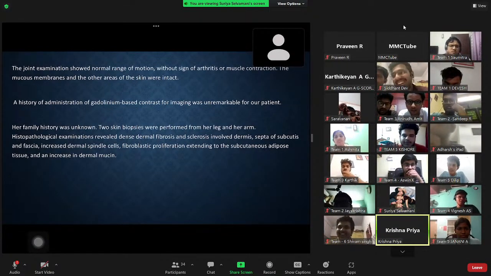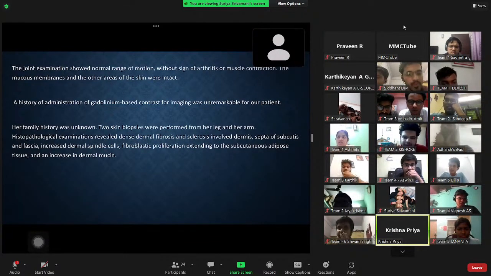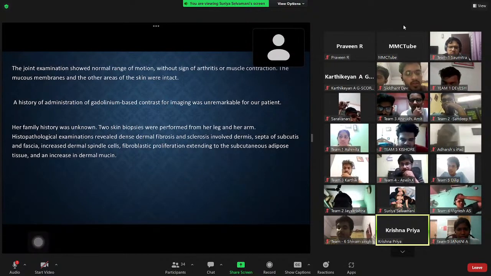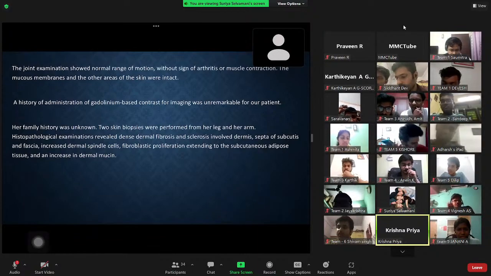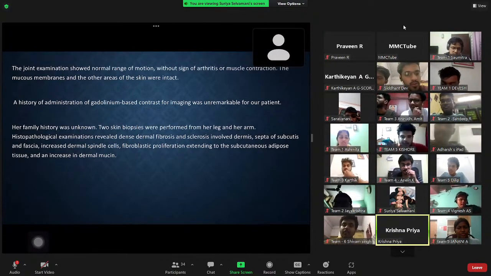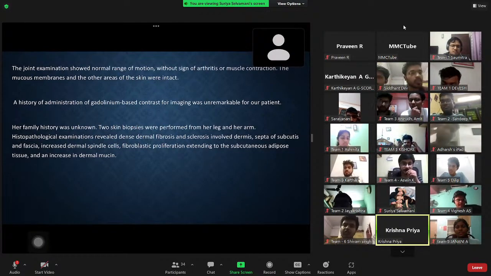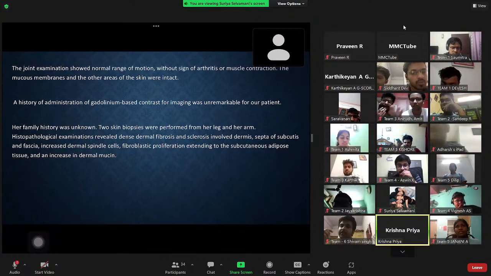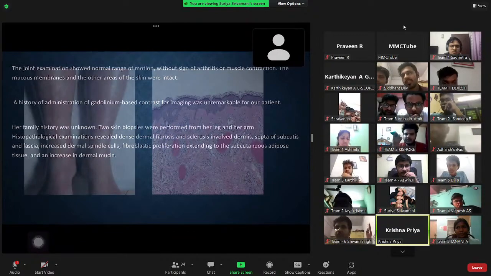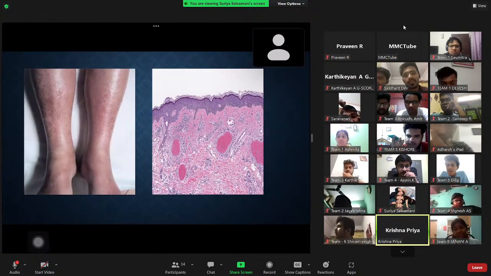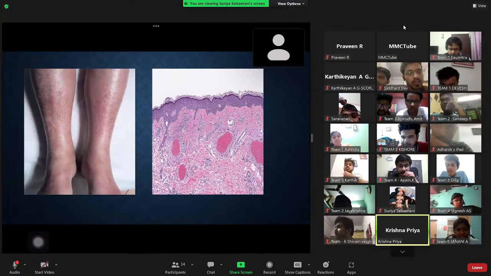Joint examination showed normal range of motion without signs of arthritis or muscle contraction. History of gadolinium-based contrast imaging was not there. Family history was unknown. Two skin biopsies were performed. It showed increased dermal fibrosis and sclerosis involving the dermis, septa of subcutis and fascia, increased dermal spindle cells, fibroblast proliferation extending to subcutaneous tissues, and an increase in dermal mucin. Next slide, please. Here is a picture of the patient and the histology report. Now, what is the diagnosis?